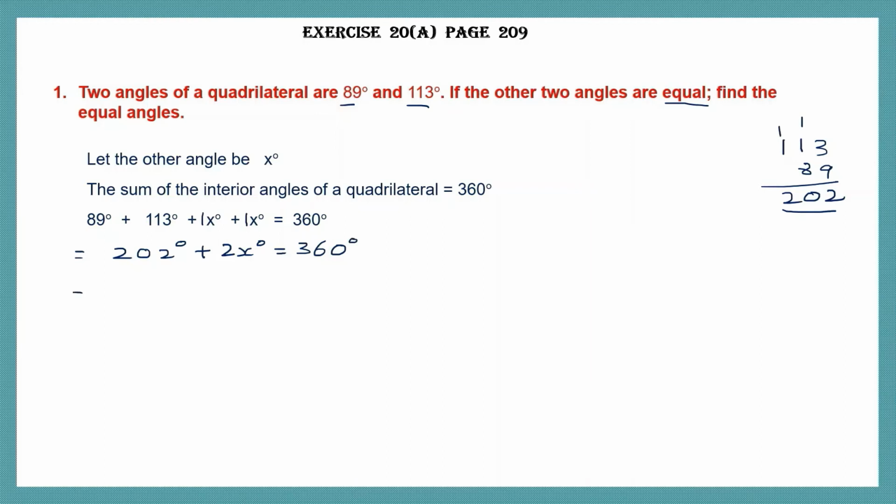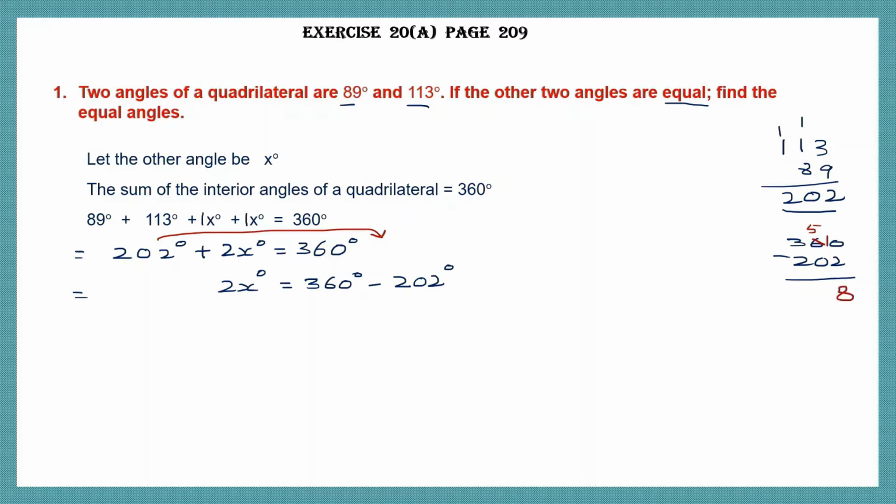So 2x will be, now if we have to find x degrees, we have to find 2x first. So that will be 360 degrees, and I will transpose 202 to the right hand side, and because it is addition, when it comes this side it becomes subtraction. So let's subtract 360 degrees minus 202 degrees. Here we need to borrow, so 10 minus 2 is 8, then 5, then 3 minus 1 is 1.